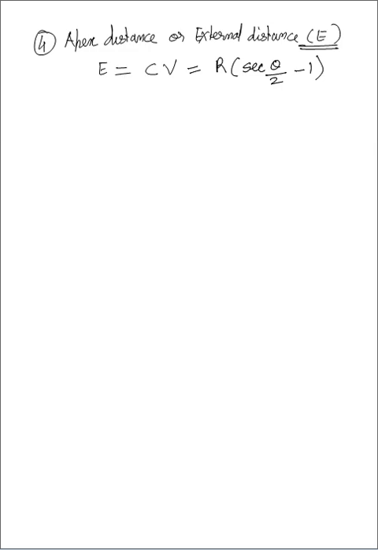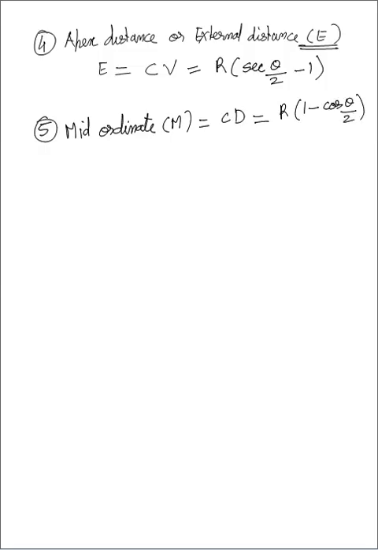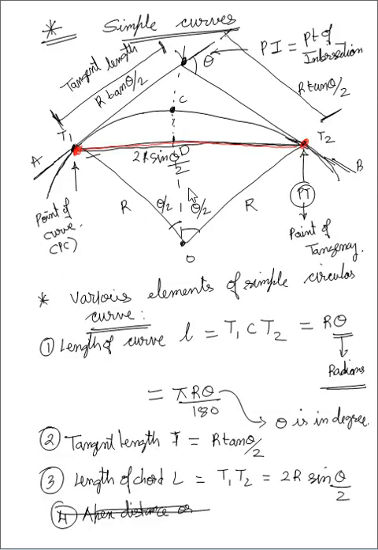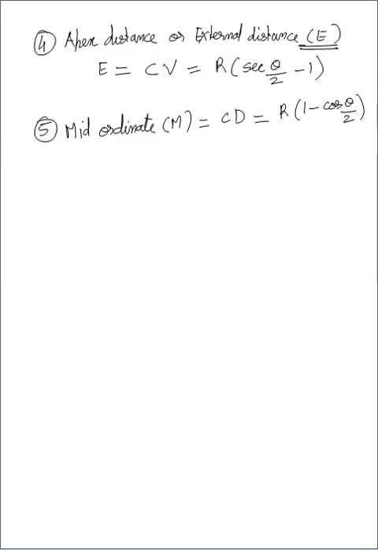Basically you have to memorize these formulas. And the last element is mid ordinate, denoted by m, the distance between point C to point D. So it is equal to r times (1 minus cos theta by 2). So mid ordinate is CD basically, your r into (1 minus cos theta by 2).